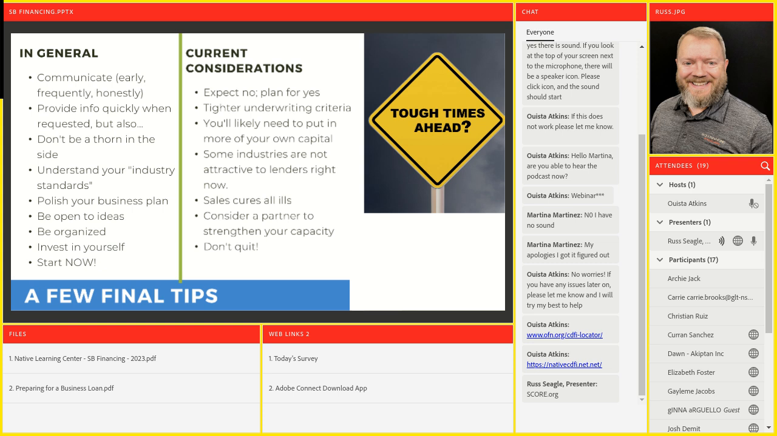Now, let's focus on your business request. Let's focus on that loan for a second. I'm going to tell you what we're looking for and some things to be cognizant of. One is communicate early, frequently, and honestly. If you don't communicate with your lender, they're not going to be able to help you. Give them answers. Provide information quickly when they request it, but don't be a thorn in their side.